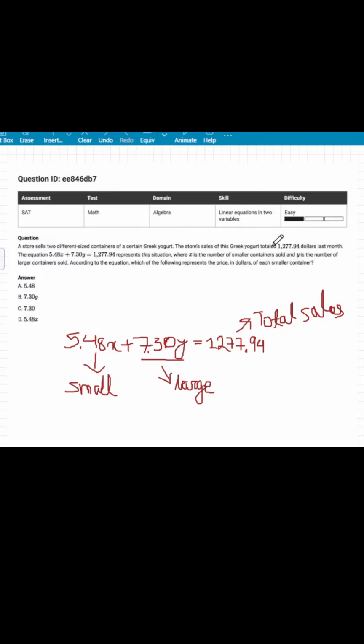Now x is the number of smaller containers sold and y is the number of larger containers sold. So the 5.48 is being multiplied by that to get the total sales. If it is the number of smaller containers sold, then 5.48 must be the selling price of each of the smaller containers. Similarly, if y is the number of larger containers sold, 7.3 must be the price at which each larger container is sold. Then this will give the total price of the smaller containers sold, and this will give the total price of the larger containers, and that will be the total.